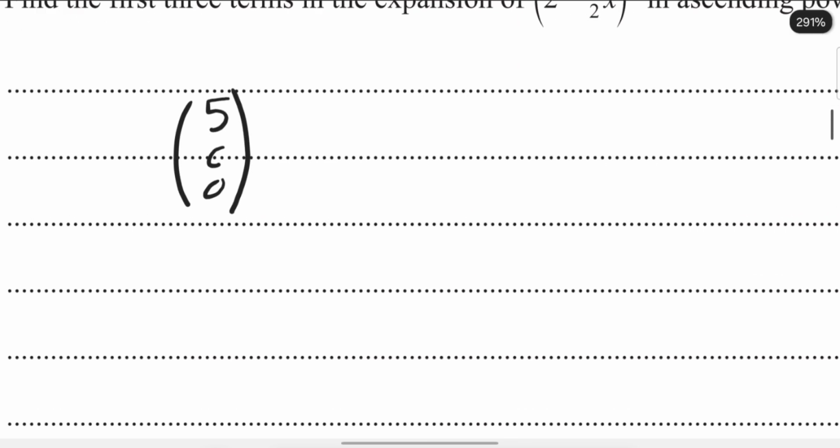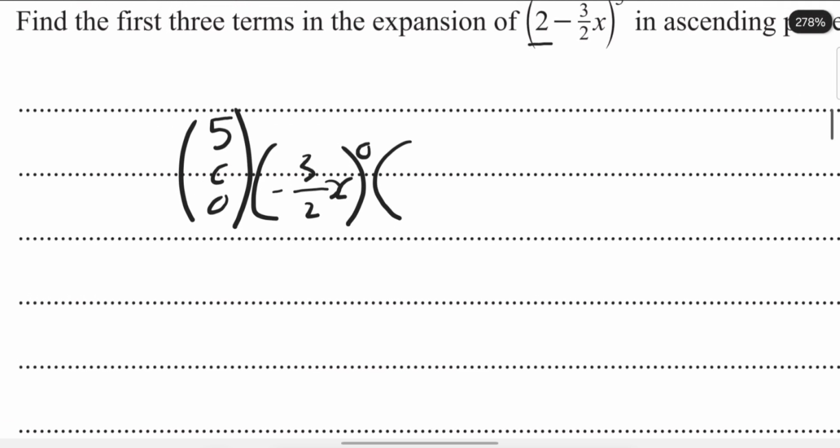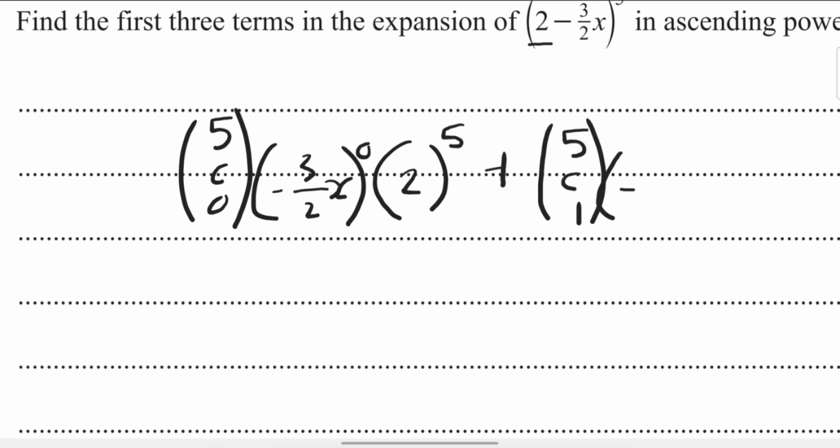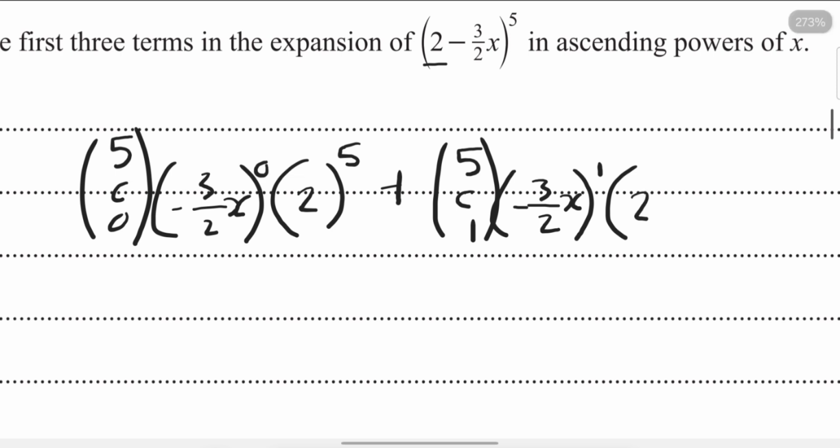So say 5 choose 0, then we say minus 3 over 2x to the power 0, then this 2 to the power 5 minus 0, that's 5, plus our 5 choose 1 times minus 3 over 2x now to the power 1 times 2 to the power 5 minus 1, that's 4.